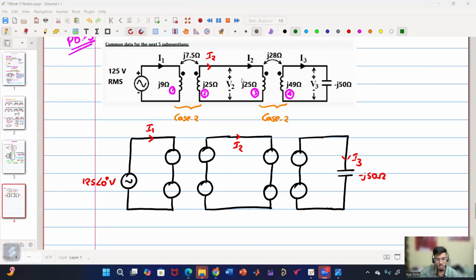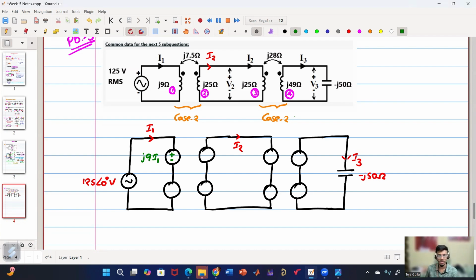Someone said bottom. So what about others? Is it top or bottom? Top, sir. So it will be top. And what will be the voltage value? j9 I1. Very good.